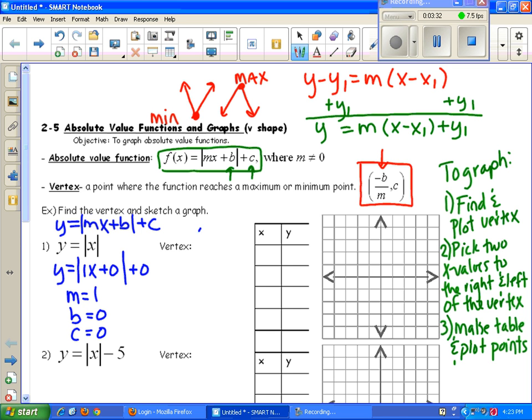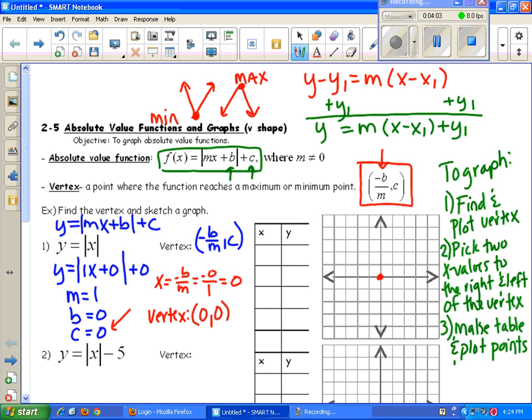So to find the vertex, I use negative b over m comma c. For the x coordinate, we use negative b over m. In this case, my b value is 0, so negative 0 over 1, which is equal to 0. And my c value, we already know, is equal to 0. So then my vertex is the coordinate 0, comma 0. I'm going to plot that on my graph, which is right here.